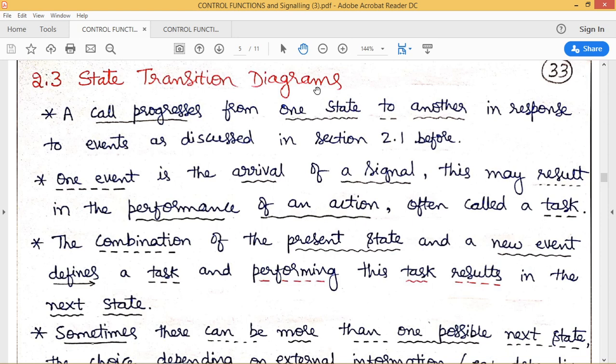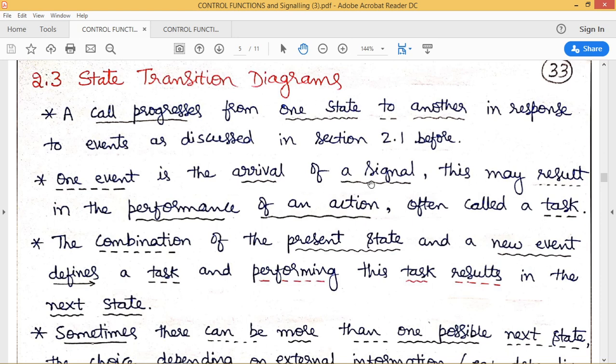We already know the sequence of operations that are performed in call progress, from one state to another. So that is already discussed. Please note, the state transition diagram is basically with respect to the exchange, generally a local exchange. How signals are coming in and how signals are going out, all those things will be discussed under this state transition diagram.